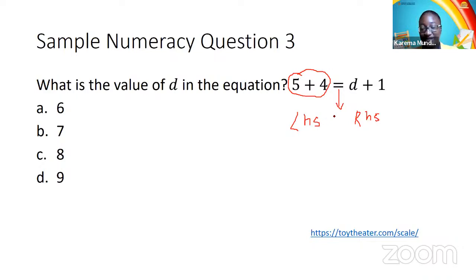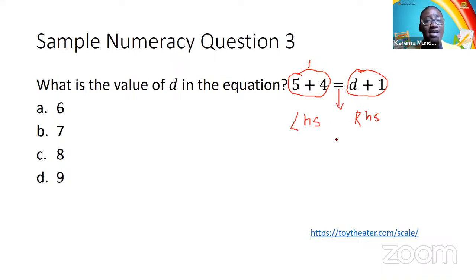All right, so let me repeat for the benefit of the students once more. Here we go. The equal sign is saying to us that all of what is on the left-hand side has the same value as all that is on the right-hand side. It says that they are equivalent, they are the same value.